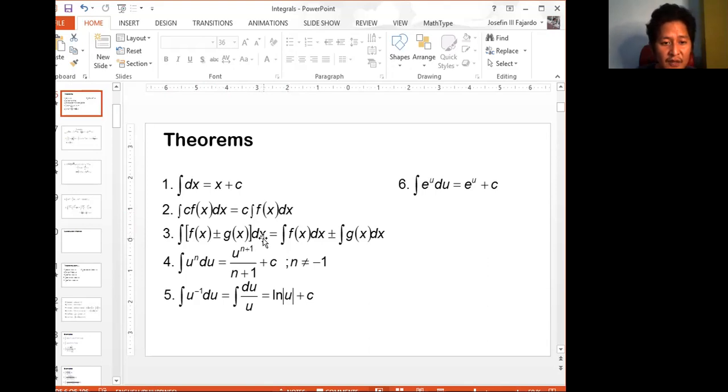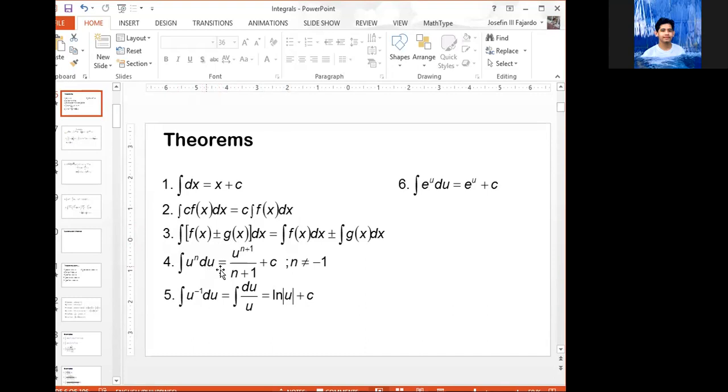And the third rule is that if you have a sum or difference, the integral of a sum or difference, parang sa derivative lang din siya na pwede mong isa-isahin. I-separate mo yung sum at saka pwede mong kunin lang yung integral niya separately just like your derivatives.